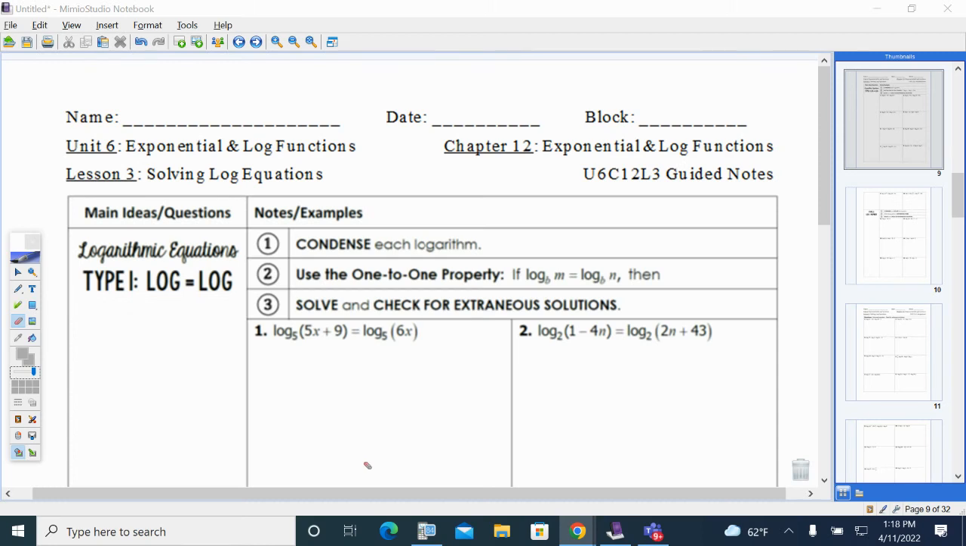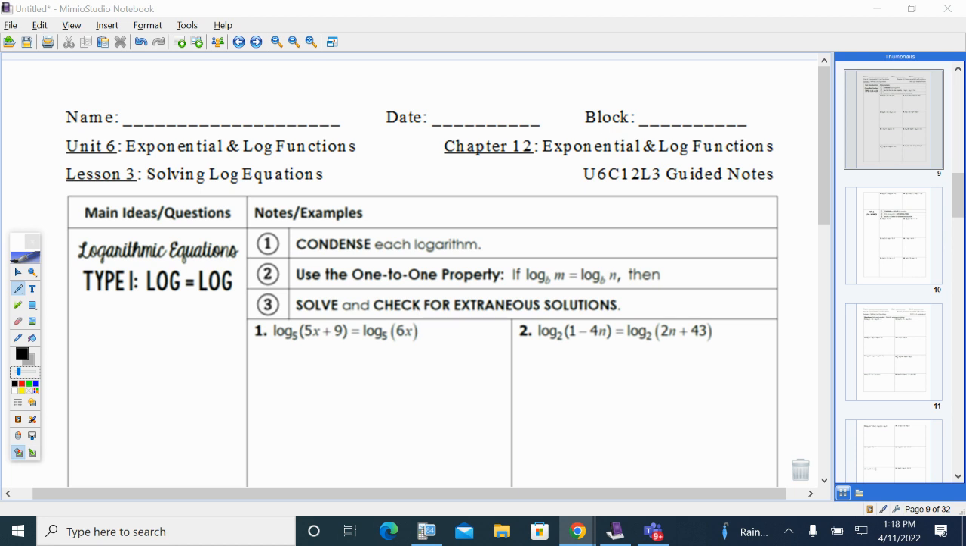This video is on Unit 6, Chapter 12, Exponential and Logarithmic Functions, Lesson number 3, Solving Logarithmic Functions. In your notes here, under logarithmic equations, the first type that we're going to look at is when you have a log on both sides. So log equals a log. There are some steps for us to look at.